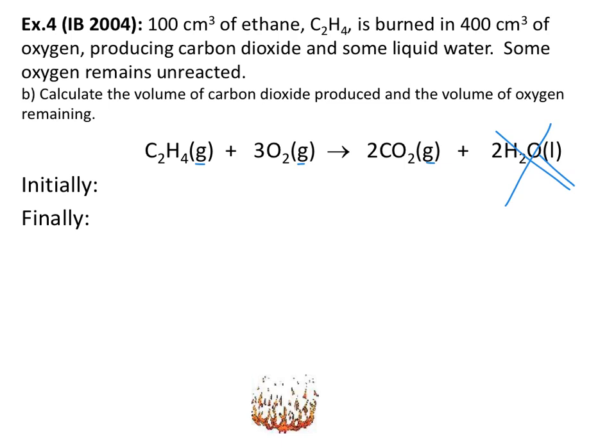So let's look at what volumes they gave us. For the ethane, or C2H4, we have 100 cubic centimeters. For the oxygen, we have 400. So it does tell you that there will be a volume of oxygen remaining. So that tells me that the C2H4 is my limiting reactant. You always have to think about what the limiting reactant is going to be, because that is what's going to kind of set your mole ratio.